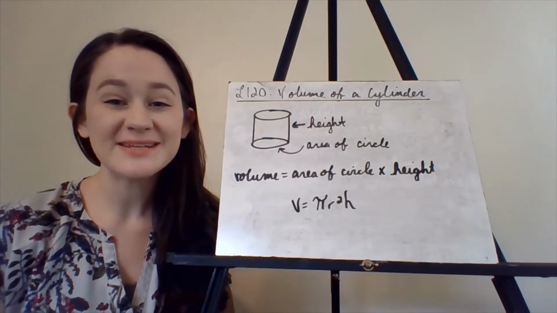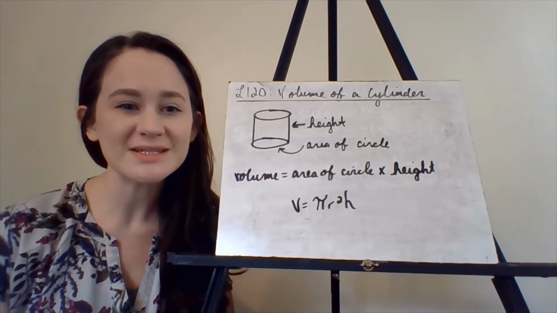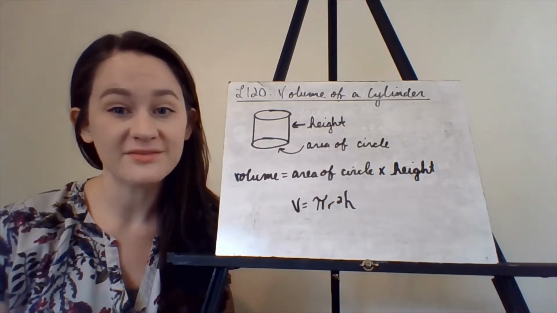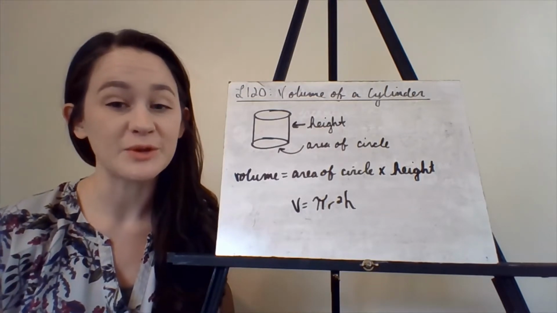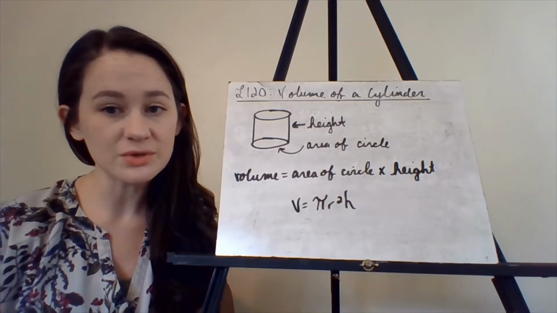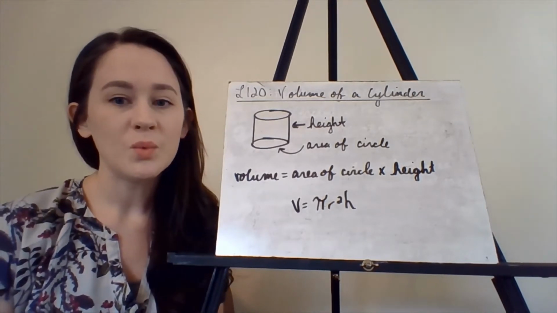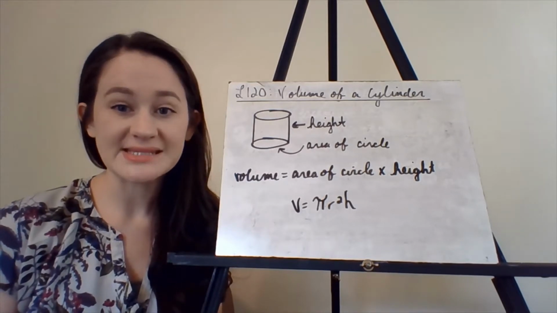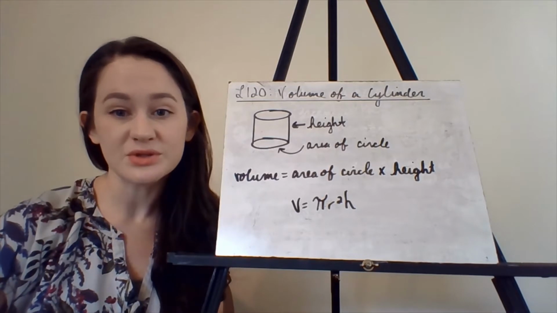Hey, fifth grade, we've made it to our very last lesson in our book, which is lesson 120, and it covers volume of a cylinder. So we've worked with the volume of rectangular prisms before, and we worked with the area of a circle, so we're going to start to combine those ideas a little bit.